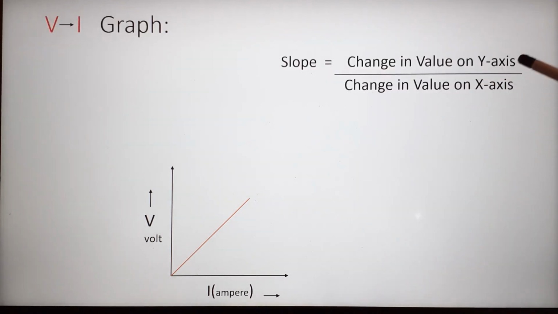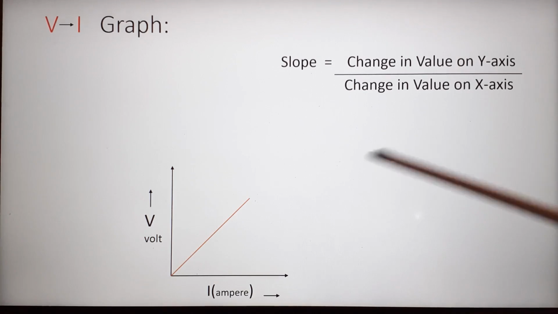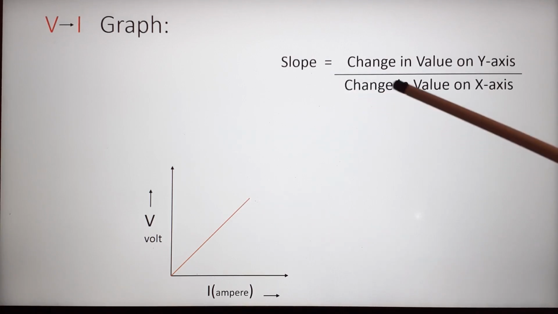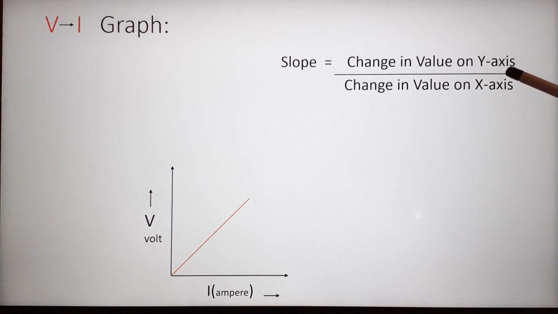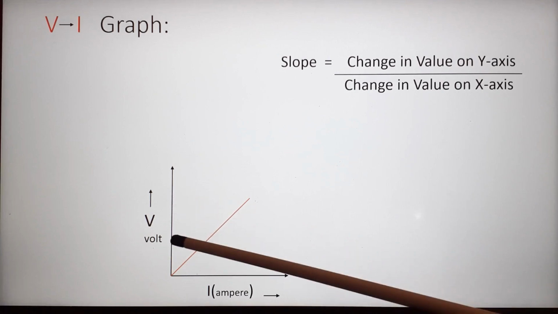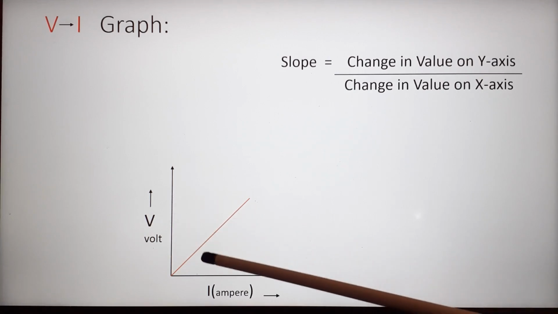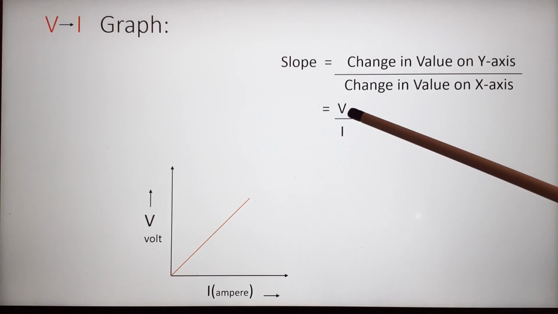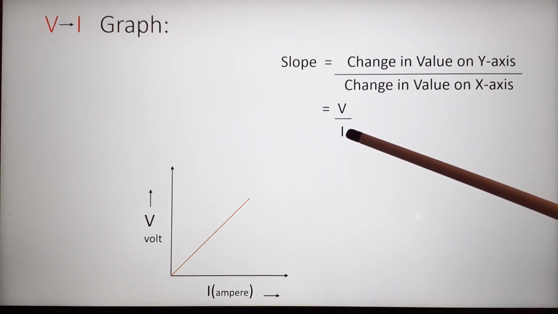Now let's find out the slope. An important board question is, which physical quantity is obtained by finding the slope of the VI graph? So let's answer this question. Slope is equal to change in value on the y-axis divided by change in value on the x-axis. Change in value on the y-axis will be the change in potential difference, and change in value on the x-axis will be the change in current.